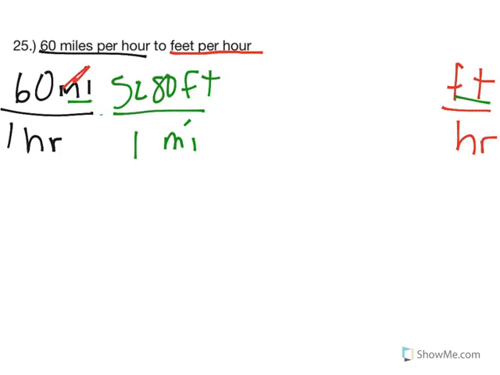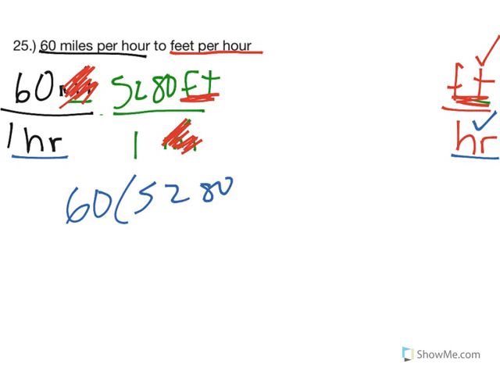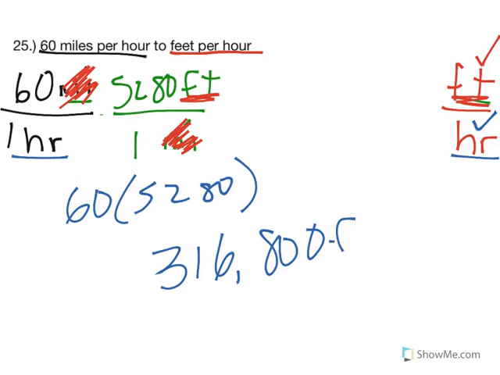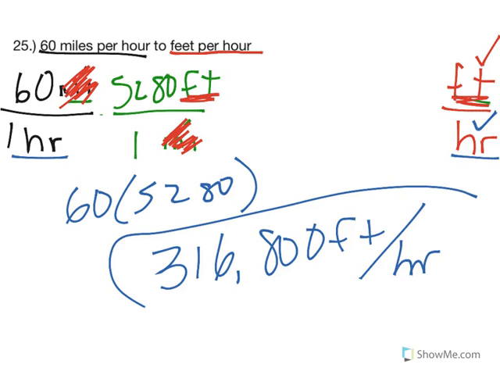All right, so miles goes away, miles goes away. Label is now feet. Feet, feet. Check. Top is taken care of. Labels match. Go to the bottom. Hours, hours. Hours matches. I don't have to do anything to it. So I'm done. My labels match, and now I can just do the math. So 60 times 5280, and my final answer is 316,800 feet per hour. And that would be your answer.